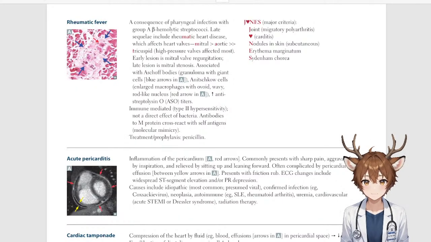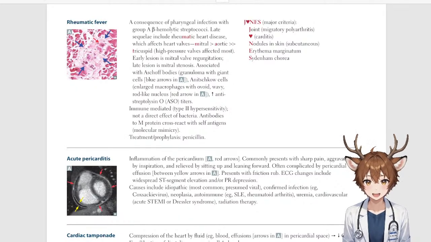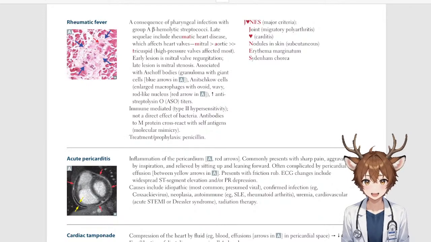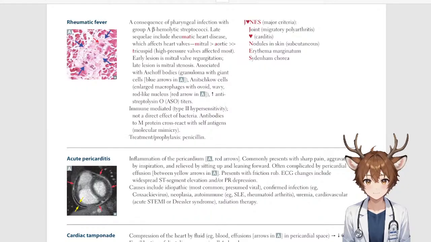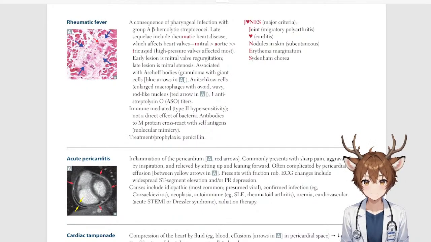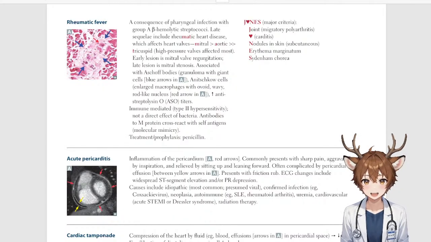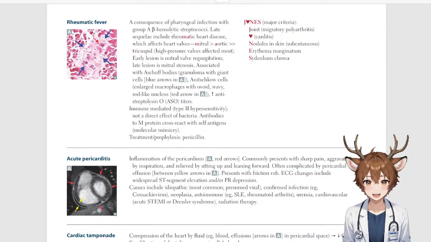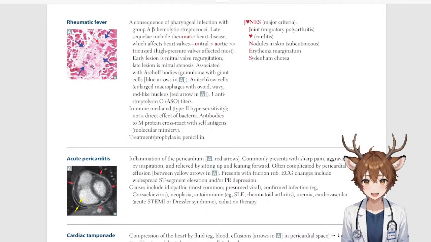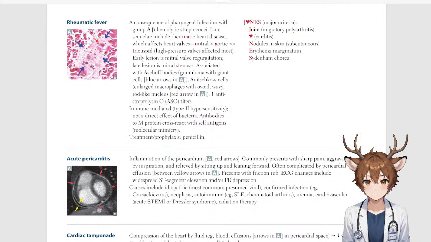And remember, rheumatic fever, which again is caused by Strep pyogenes, group A strep, has the Jones criteria, major criteria for rheumatic fever. Joint, migratory polyarthritis. There's a little heart sign, make the O, but it's actually referring to carditis. Nodules in the skin, which is subcutaneous. Erythema marginatum, which is going to be an evanescent rash with ring margin. And then Sydenham chorea, which is involuntary irregular movements of limbs and face. So Jones, joint, the heart, nodule in skin, erythema marginatum, and Sydenham chorea, I should say.